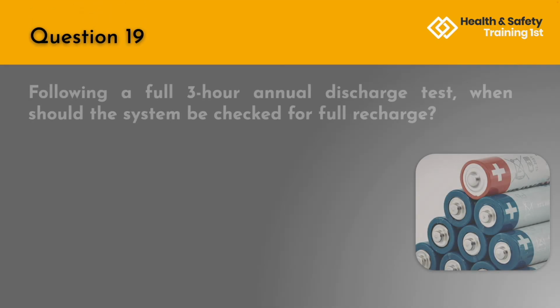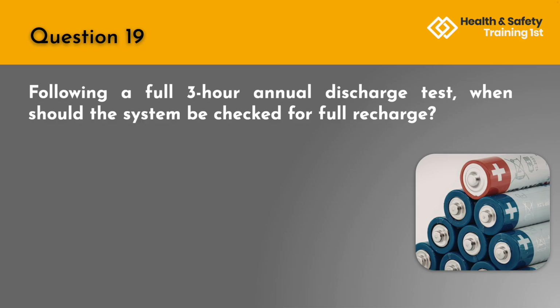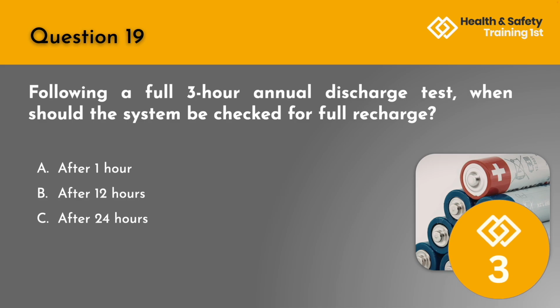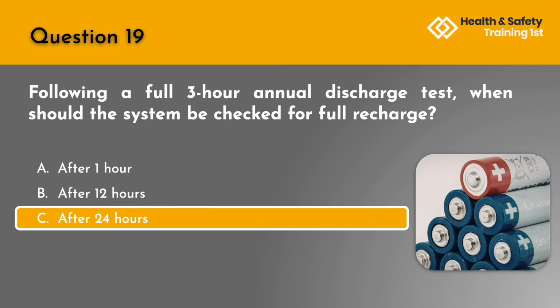Question 19. Following a full 3-hour annual discharge test, when should the system be checked for full recharge? A. After 1 hour. B. After 12 hours. Or C. After 24 hours. The correct answer is C. After 24 hours.